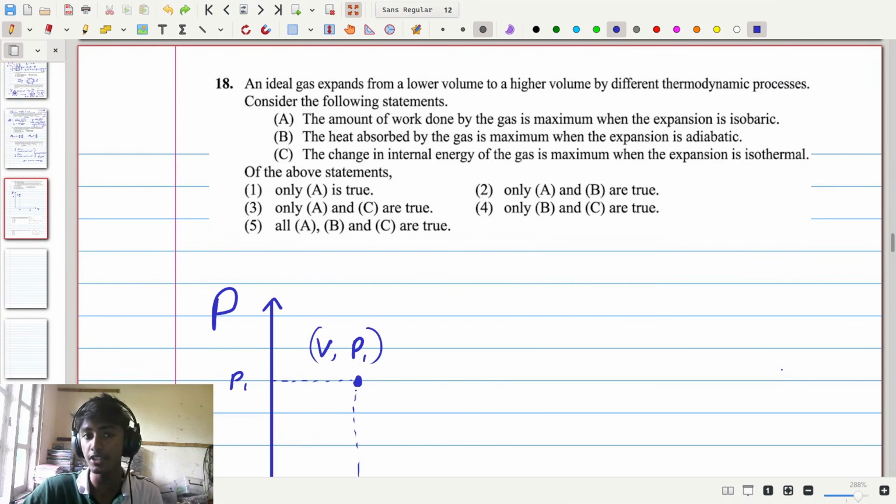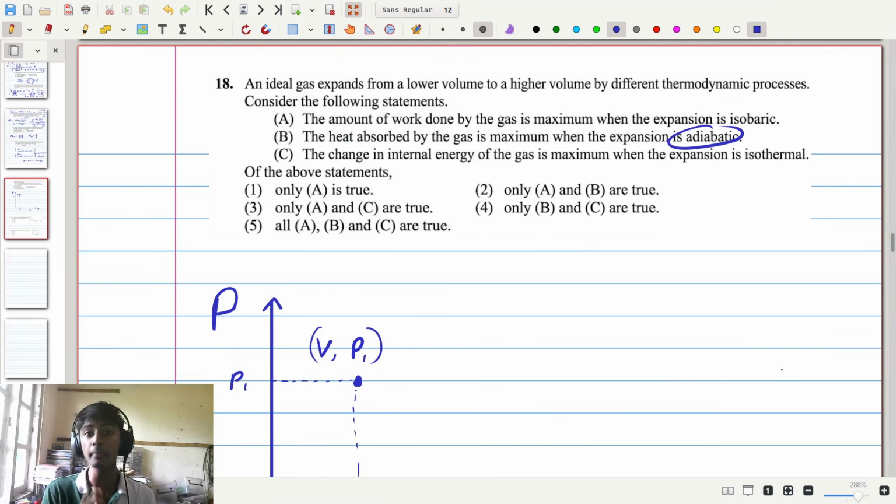Now moving on to question number 18. Question number 18 says, an ideal gas expands from a lower volume to a higher volume by different thermodynamic processes. And given this, we are asked to consider the following statements. Now statement A says, the amount of work done by the gas is maximum when the expansion is isobaric, and isobaric means constant pressure. Statement B says, the heat absorbed by the gas is maximum when the expansion is adiabatic.